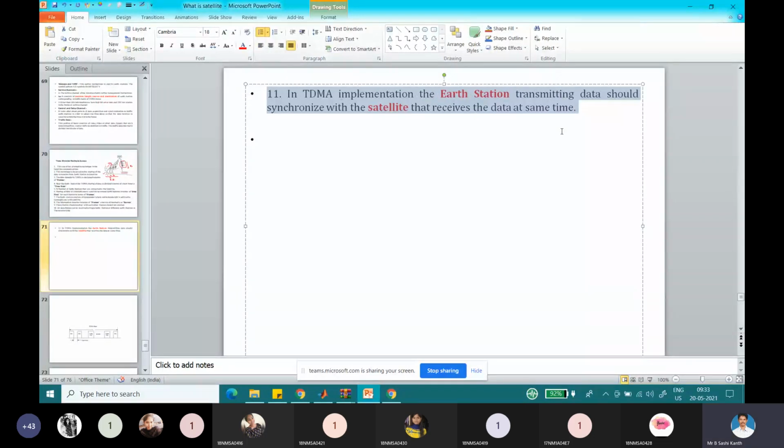I want to transmit the data simultaneously. We have to synchronize the station with the satellite. If you are able to synchronize, then only we can receive the data at the same time. So the information is sent in terms of frames now. We are sending the information in terms of frames.